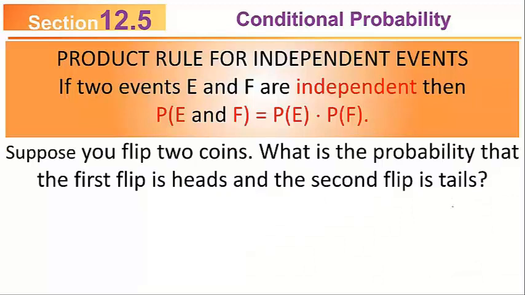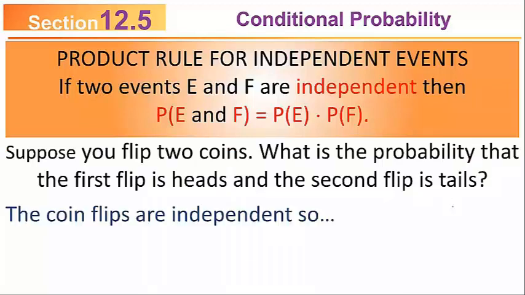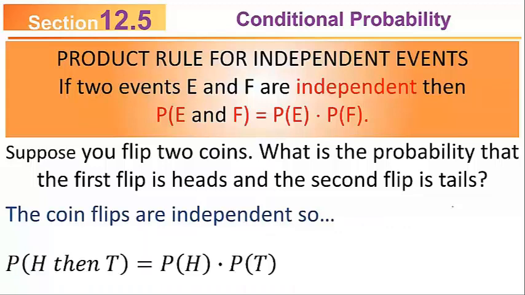What is the probability that the first flip is heads and the second flip is tails? The coin flips are independent. What I get the first time I flip the coin has absolutely nothing to do with what I get the second time I flip the coin. So that means they're independent. So that tells me that the probability I get a head and then a tail is simply the probability I get a head times the probability I get a tail, because that's what the product rule for independent events says. Well, the probability I get a head is 1/2. The probability I get a tail is 1/2. So the probability I get a head followed by a tail is 1/4. A half times a half. That's the product rule for independent events.